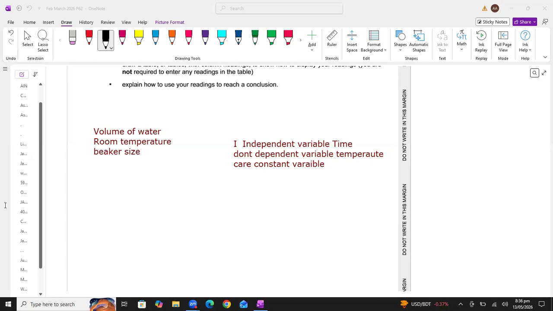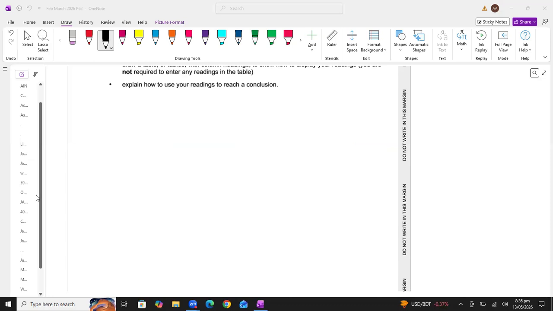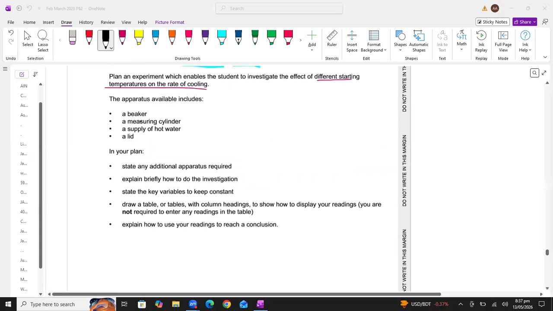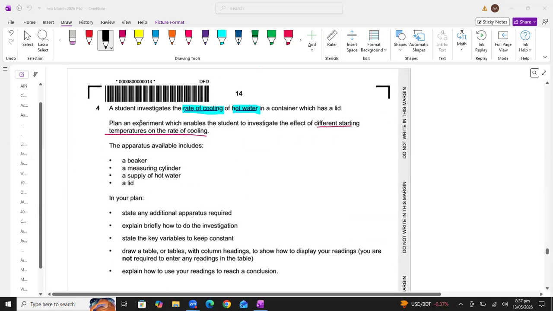All right, so we have mentioned the control variables, or constant variables, which we have to keep constant. Now they are saying state any additional apparatus required to perform this experiment. So students, just think about it. What could be the additional apparatus? How will we measure the temperature here, students? Which instrument should I use here to measure the temperature? I'm waiting for your response, students.